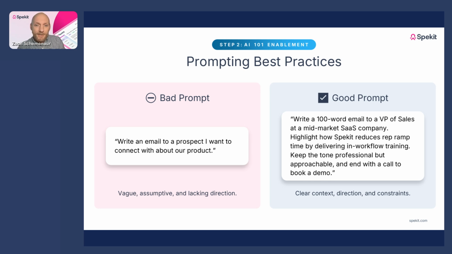So yeah, you can see here on the left, if you're saying something simple like, write an email to a prospect I want to connect with about our products, that seems direct if you're talking to somebody that understands. But if you are speaking to someone who doesn't have any context around that, that's not going to make sense. When you're prompting and you're looking for good prompting, write in complete sentences and be specific.